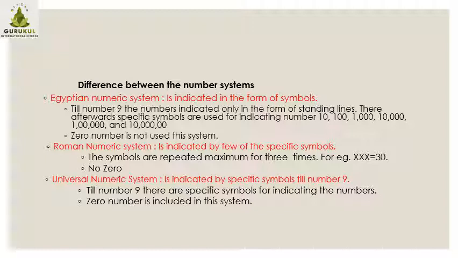Then the universal numeric system is indicated by specific symbols till number 9. As we have discussed in the previous slide, from 0 to 9 there is a specific way of writing the numbers. And wherever 2-digit numbers start, that is from number 10, the smallest 2-digit number, that is the combination of the above numbers from 0 to 9, like 10, 1, 0, then 11, 1, 1, and so on. Till number 9 there are specific symbols for indicating the numbers, and 0 is included in this system. So this is the difference between these 3 numeric systems.